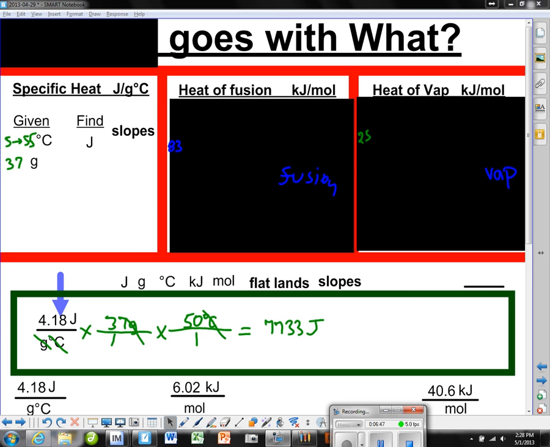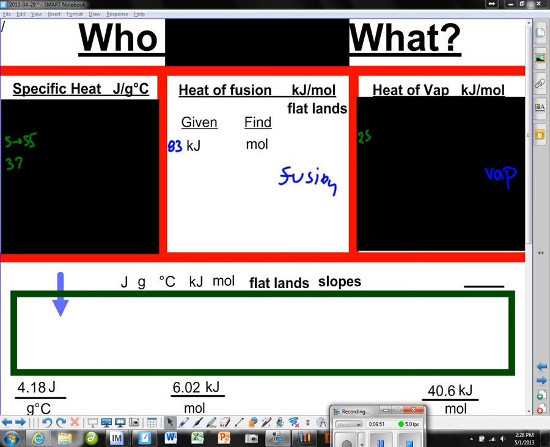All right. Let's go on to the next problem. Now our heat of fusion and heat of vaporization are a little bit different. They're actually a little easier.